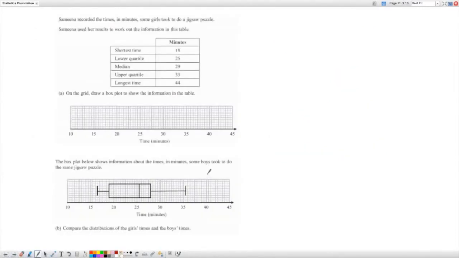Samina recorded the times in minutes some girls took to do a jigsaw puzzle. Samina used her results to work out the information shown here in the table. On the grid, draw a box plot to show the information in the table.